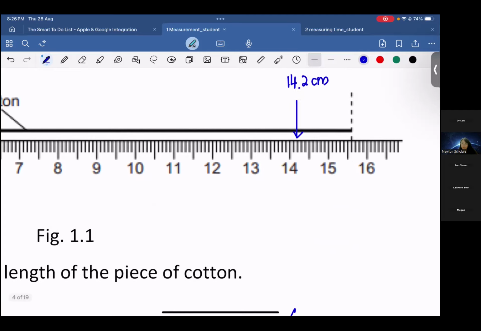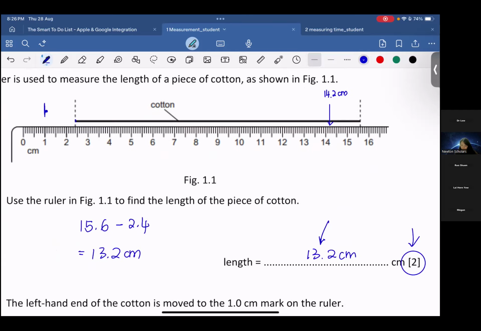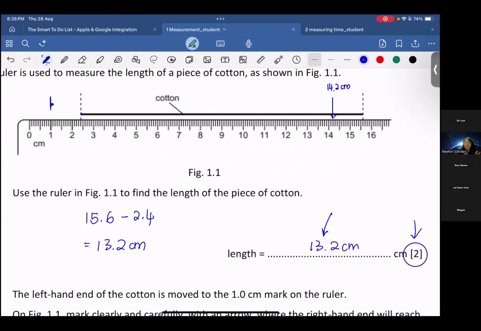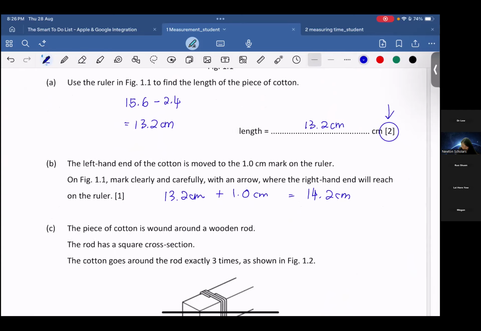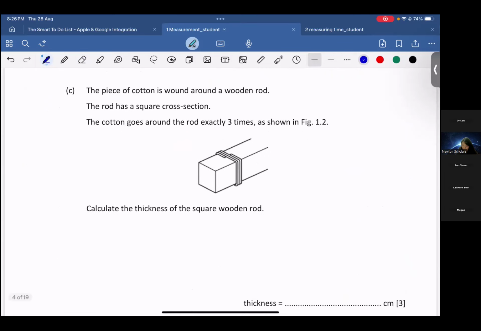So when you move your cotton to the 1, you are starting from 1, so plus the length of the cotton. The length of the cotton we already counted is 13.2. So at the end, we place our right hand end at 14.2 cm. Okay, so this is the correct position. We go to the next one, C.